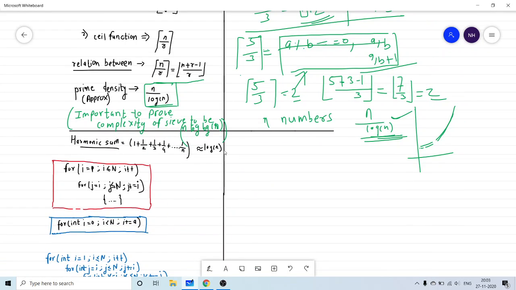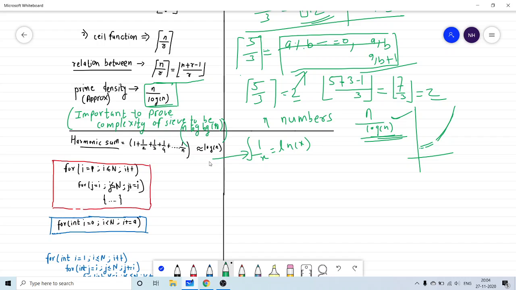Cool. So now we jump to the harmonic sum. Why are we discussing the harmonic sum? This is important for proving some complexities. If you studied in your 12th grade, the integration of 1 by x is ln x. So the same applies here, because it is a summation, and basically summation is less than integration, right? So we approximate this sum to be log of n.